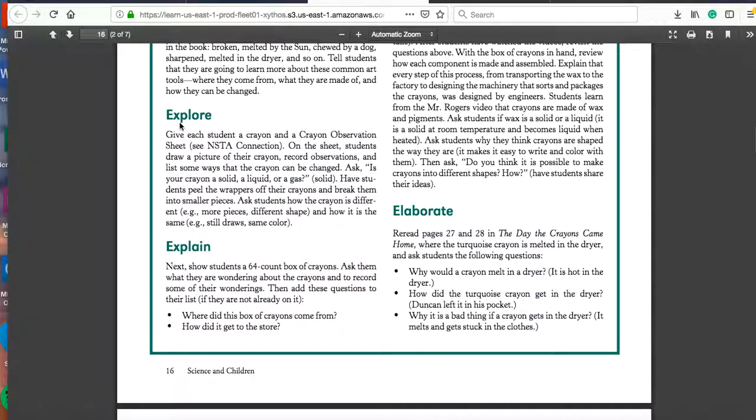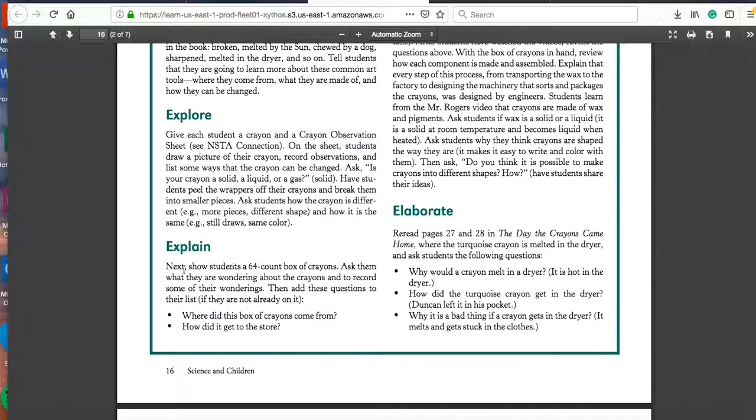During the Explore section of this lesson, students are given a crayon observation sheet where they draw pictures of their crayons, they record observations, and they think about what ways crayons can be changed. So they think about, well, is my crayon a solid, a liquid, a gas, or how could it be changed? For example, students break crayons to see how they are different from the original crayon that they were given.